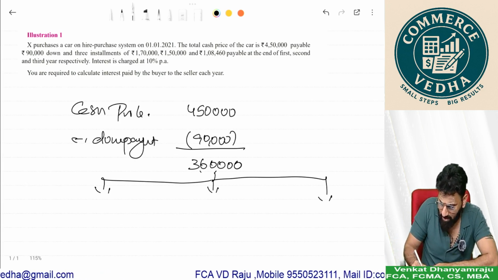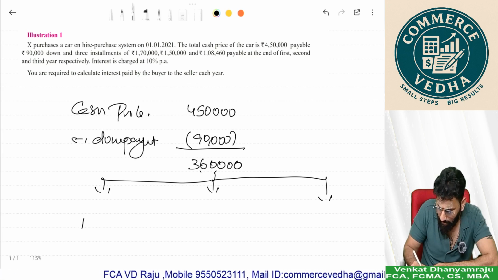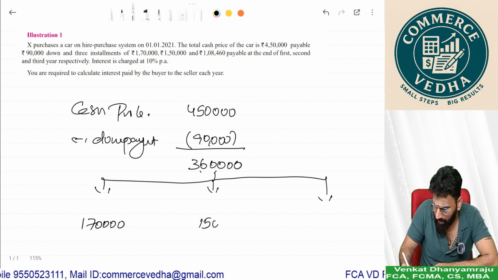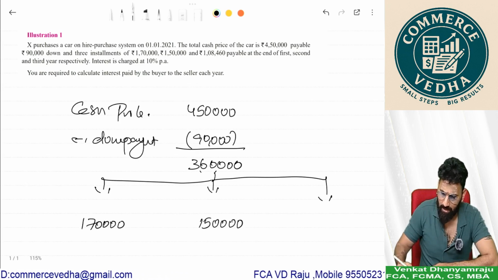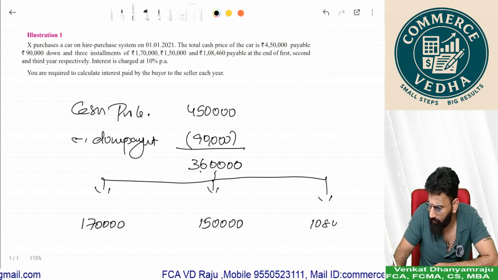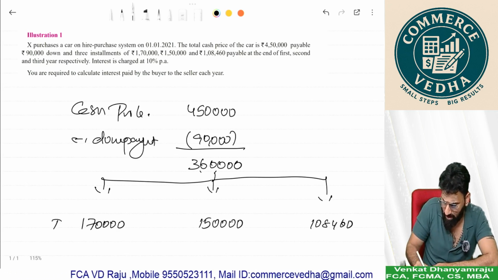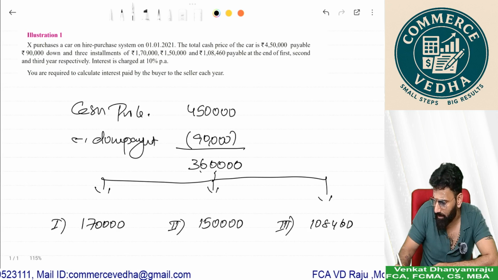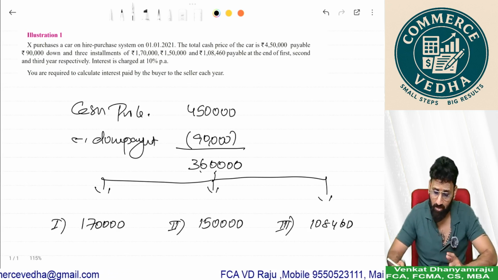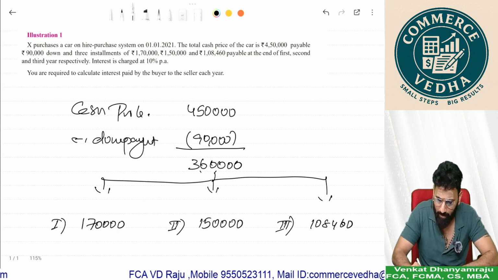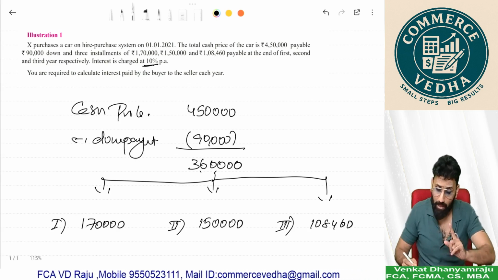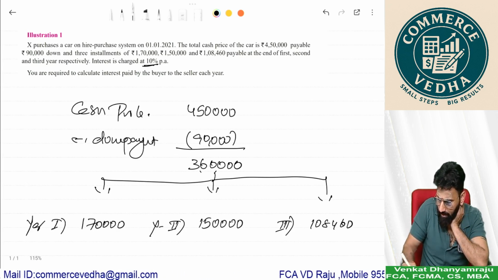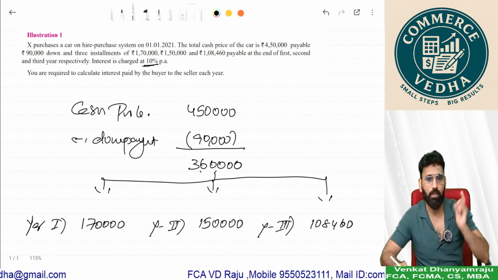Installments are given. Installment 1 is 170, installment 2 is 150 and installment 3 is 108,460. This is the first installment, this is the second installment, this is the third installment, and the interest rate is given at 10% per annum. Yearly installments, I'll say year 1, year 2, year 3.